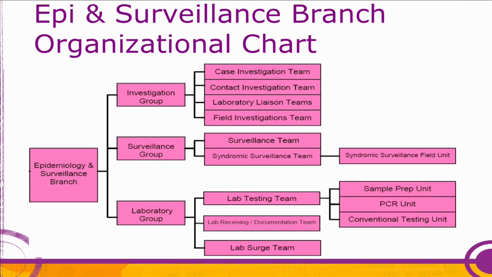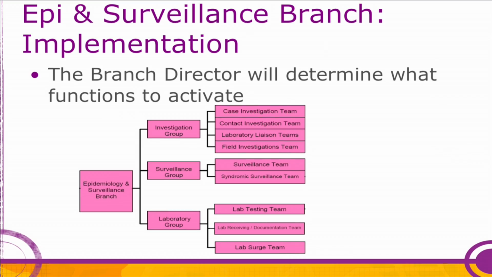Remember that each box in this organizational chart represents functions that might occur during an infectious disease emergency response. Which functions are actually activated during the response will depend upon the type of the disease and the size of the emergency. The branch director will determine which functions to activate based on the needs of the response.